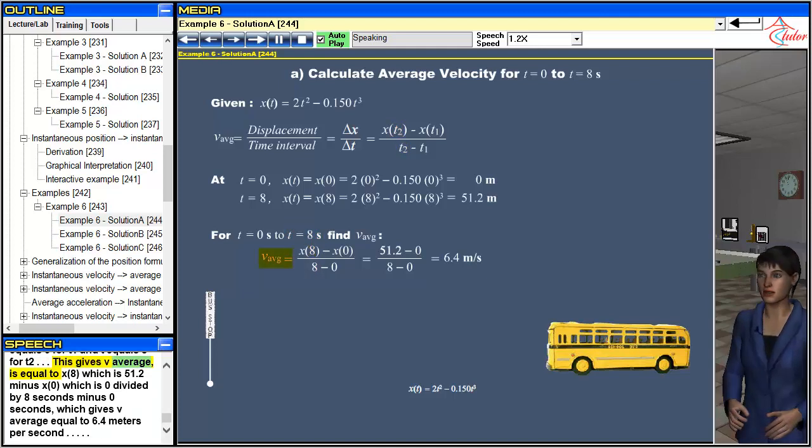This gives v average is equal to x at time 8, which is 51.2, minus x at time 0, which is 0, divided by 8 seconds minus 0 seconds, which gives v average equal to 6.4 meters per second.